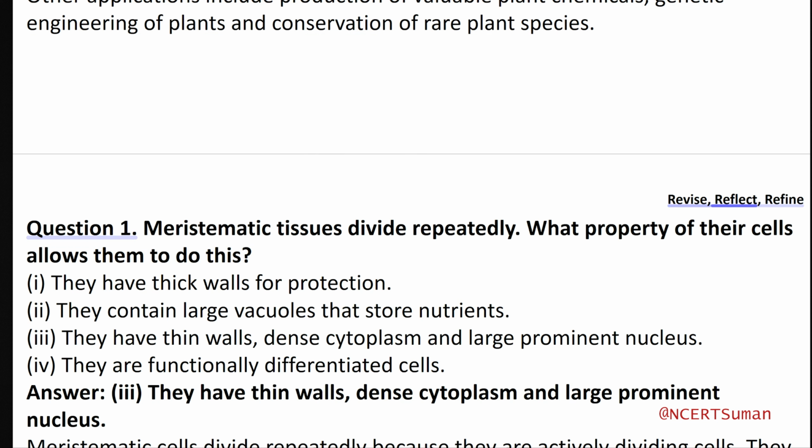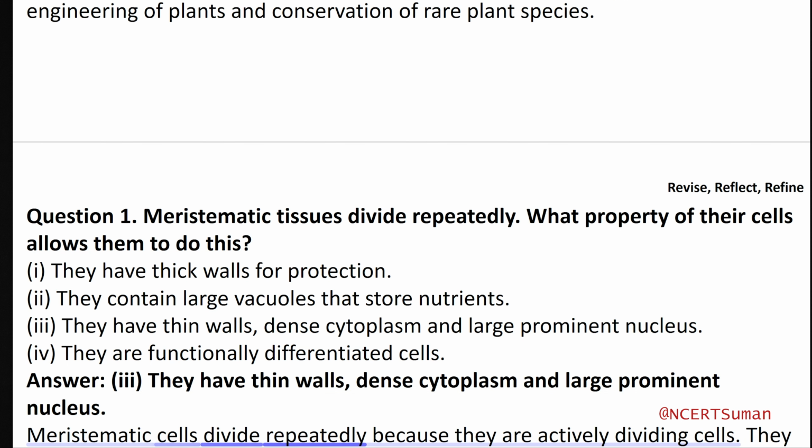Revise, reflect, refine. Question 1. Meristematic tissues divide repeatedly. What property of their cells allows them to do this? 1. They have thick walls for protection. 2. They contain large vacuoles that store nutrients. 3. They have thin walls, dense cytoplasm and large prominent nucleus. 4. They are functionally differentiated cells. Answer: 3. They have thin walls, dense cytoplasm and large prominent nucleus.